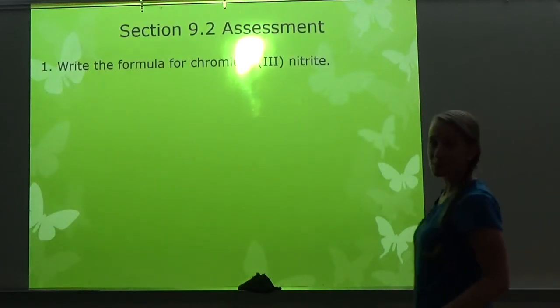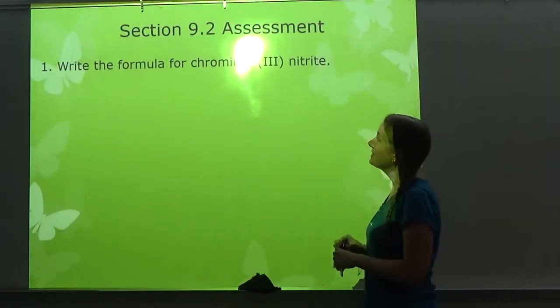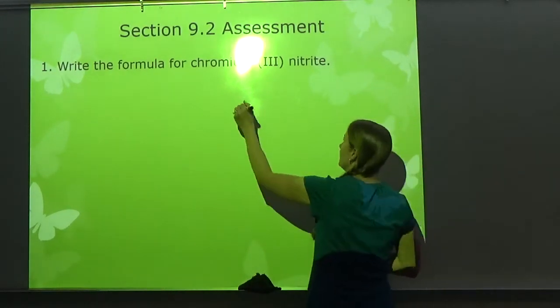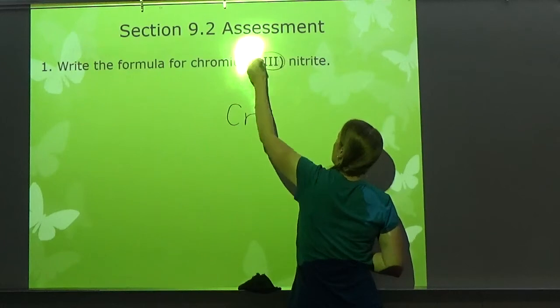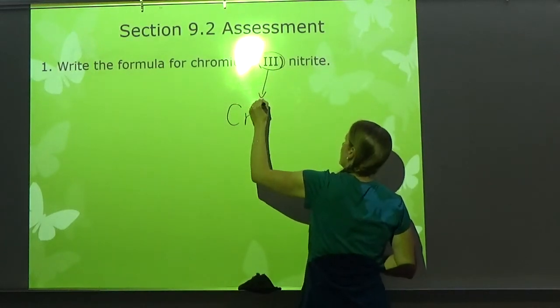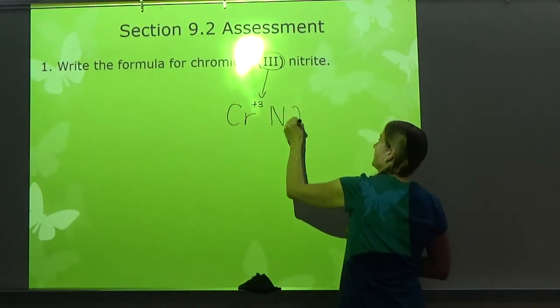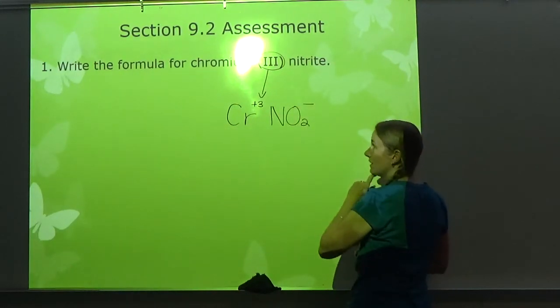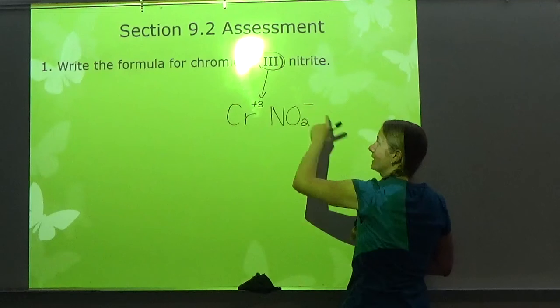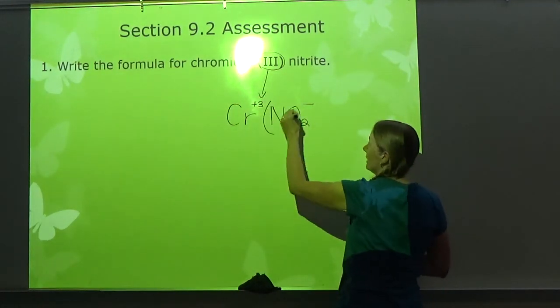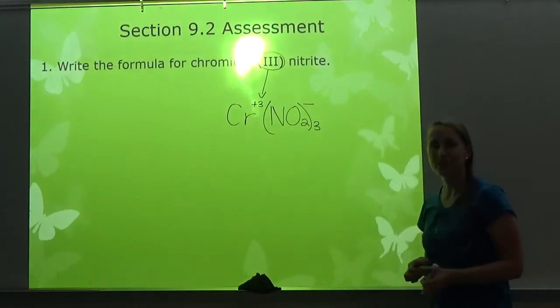Alright, so section assessment. This one's super short. It just says write the formula for chromium 3 nitrite. So chromium is Cr. The 3 indicates the charge, so it has a positive 3 charge. Nitrite is on your polyatomic ion sheet, NO2 negative 1. So positive 3, negative 1 don't cancel. I need to cross the 3, but since this is a polyatomic ion, I just put it in parentheses.